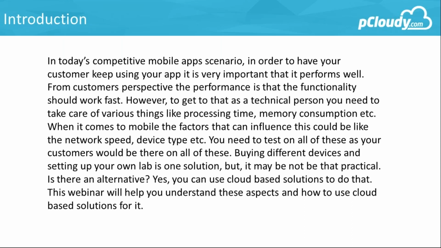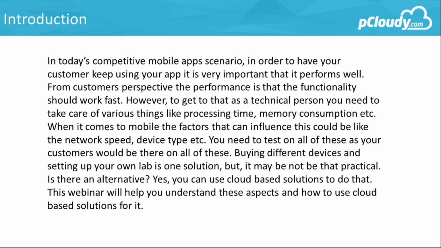Now, if you look at the competitive area in which we are in today, especially the mobile apps, in order to have your customer keep on coming back and using your app, it is very important that it performs well. Performance is a very critical factor. From the customer's perspective, they want the functionality to work faster. For example, if it is a restaurant searching app, it should work fine. If it is an ordering app, whether Flipkart or Amazon app, it should be snappy. Or if it is a gaming app, it should again be very snappy.